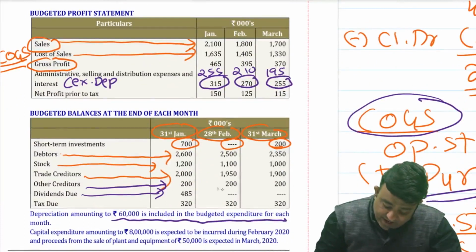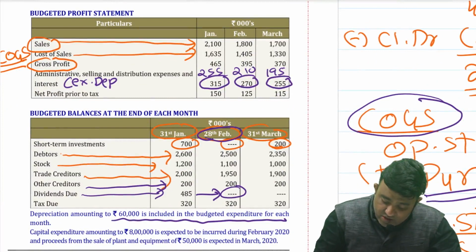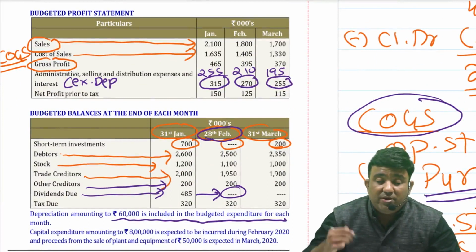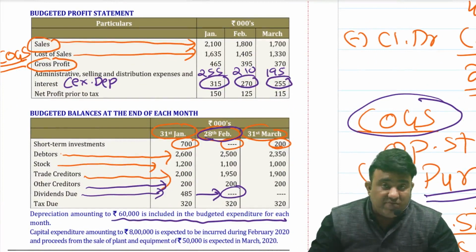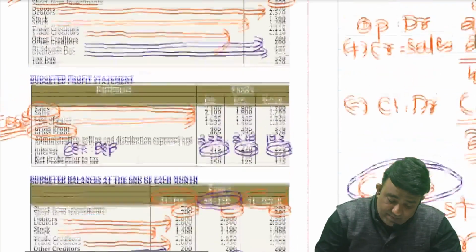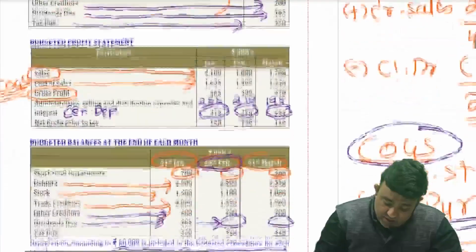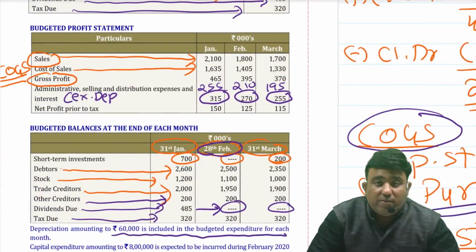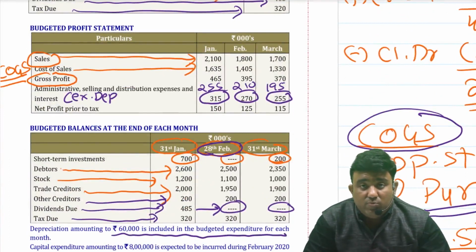then 485, and then it becomes 0. That means the payment is done in the month of February. Yes, no? February will show a payment of 485, and March is constant, so no changes. And again, tax due is constant, so no payment of tax due during the year. There are no movements.